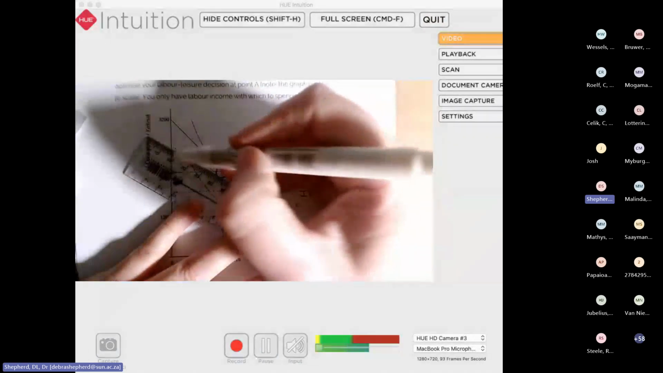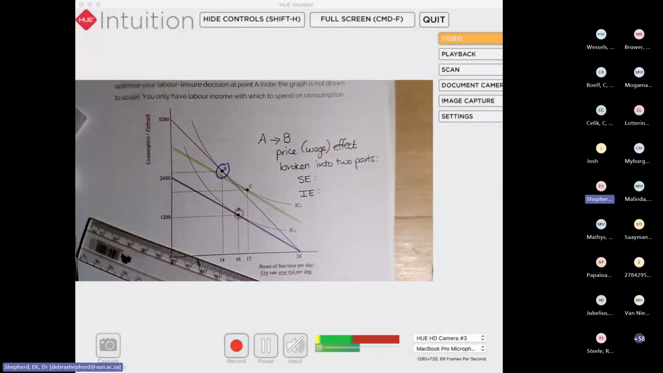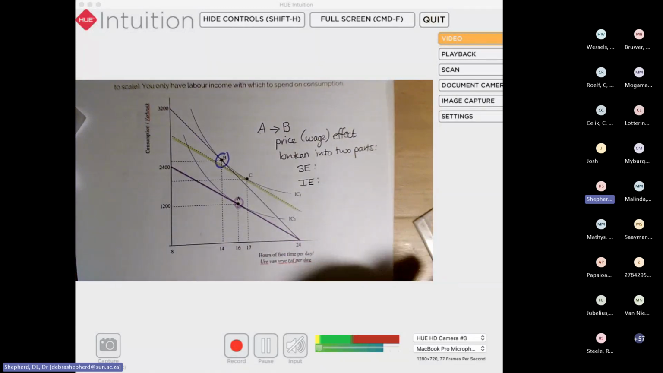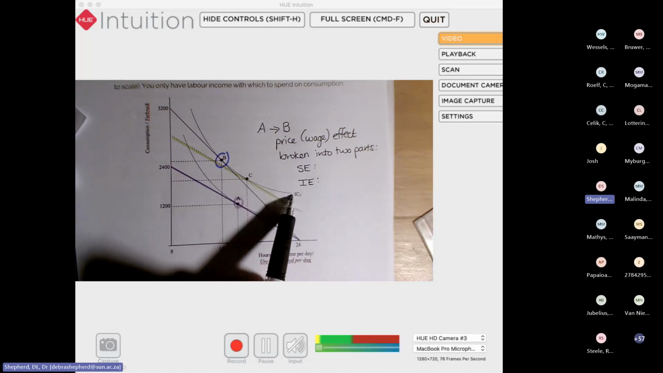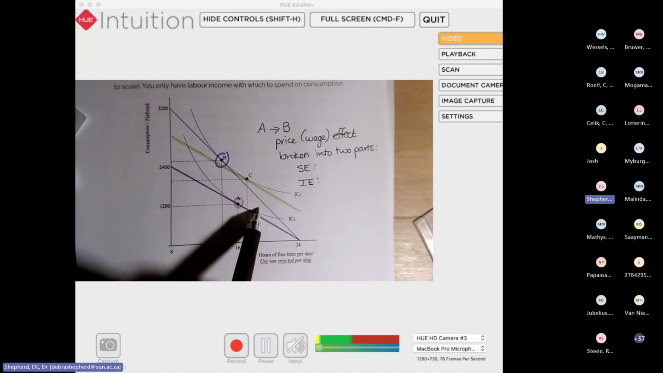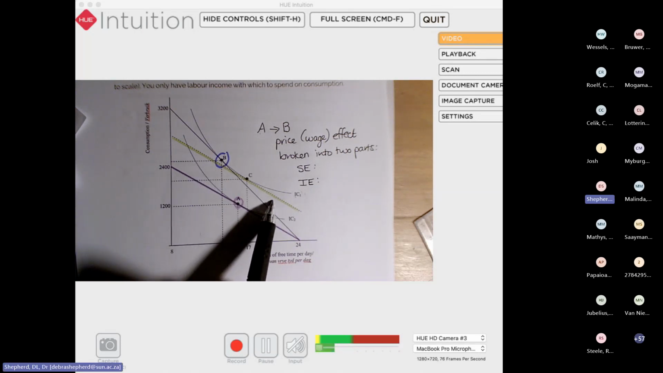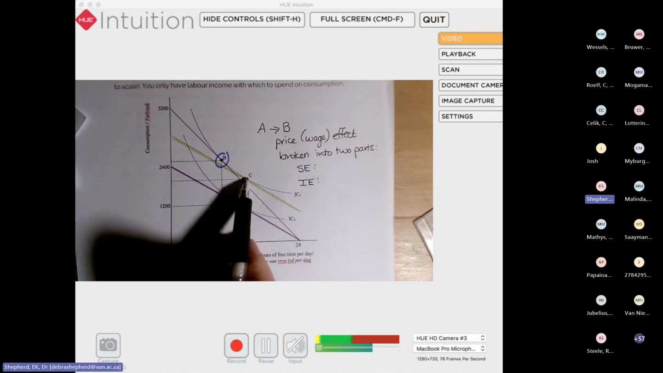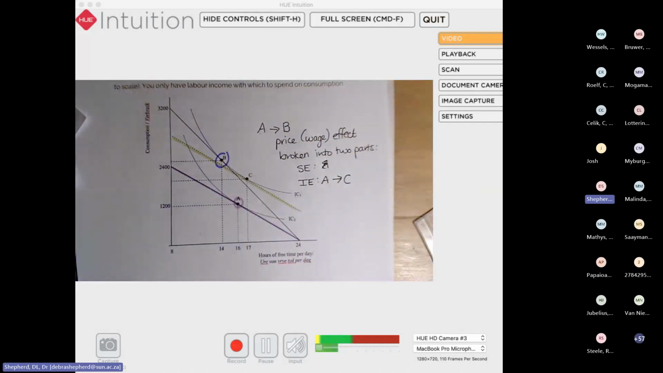This dashed line over here is what we call a hypothetical budget line. It's saying, hypothetically, we could have reached this level of utility, not by a wage increase, but by getting more income. So that's what this move represents. The movement from A to C is the income effect.